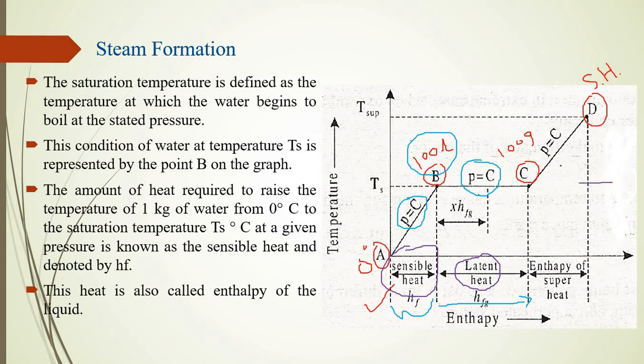Then you give more and more heat to the steam, and it is converted into superheated steam, that's called the enthalpy of superheat. First we start at 0 degrees centigrade with sensible heat, taking heat until 100 degrees centigrade, then at constant temperature it converts into steam, and then after giving more heat, it's converted into superheated steam.